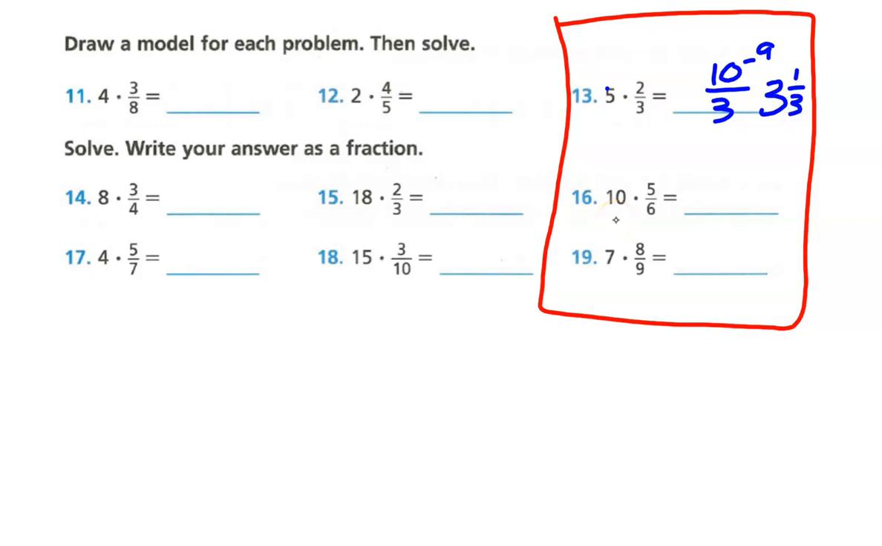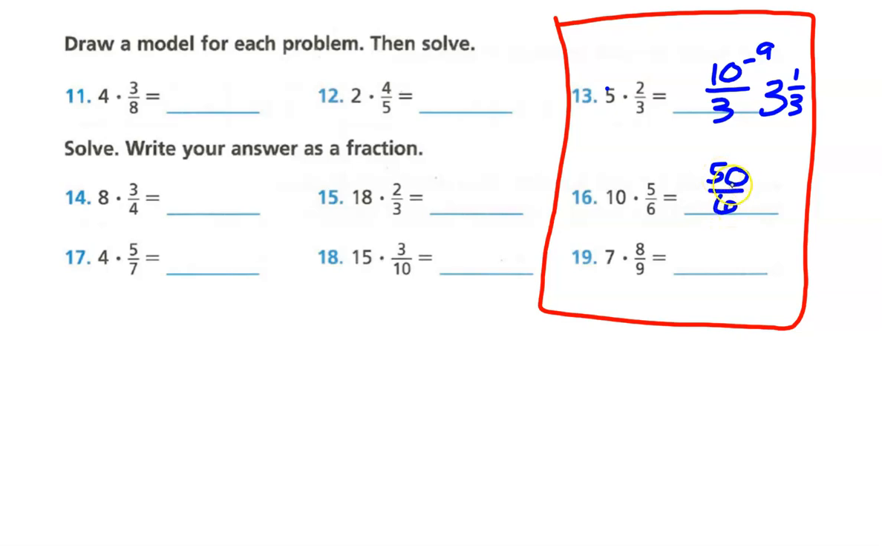For number 16, it says 10 times 5/6. Again, 1/6 is the size of your share. You have 10 full groups of 5 of them. So 10 times 5 would be 50. I am not going to leave that as an improper fraction. I'm going to try to make that into a mixed number.